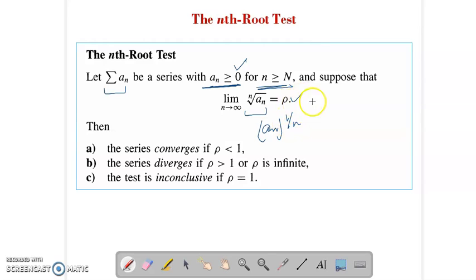Now depending upon this rho, we're going to conclude the behavior of the series. The series converges if rho is less than 1 and diverges when rho is greater than 1 or is infinite, and again the test is inconclusive when rho is equal to 1. Just like the ratio test, where we were looking at the ratio of two consecutive terms, in the nth root test we are finding the nth root of the nth term and calling that rho.